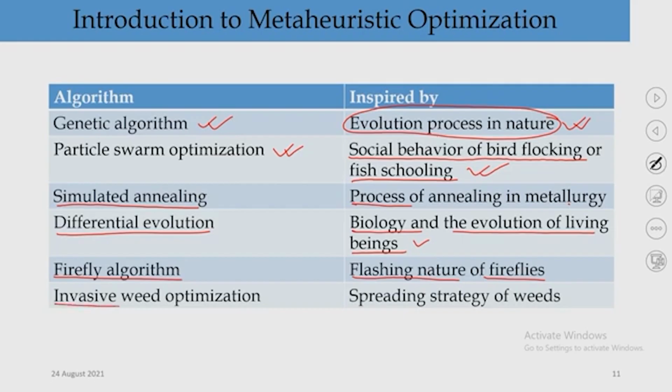Then there is another algorithm which is inspired by the spreading strategy of weeds. If you look at a paddy field or a cultivated field, it is basically captured by the weed. This is unwanted. So, this is based on the spreading strategy of weed, which are unwanted as you know. So, we call it invasive weed optimization. It is inspired by how weed is occupying the entire field.